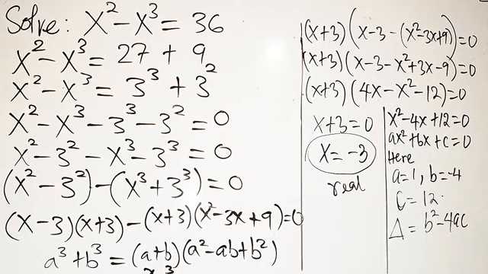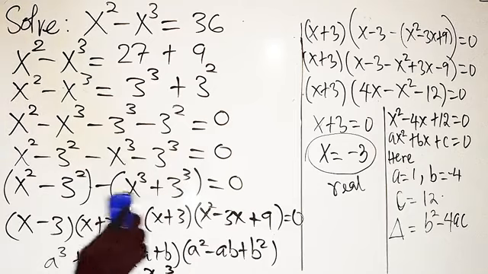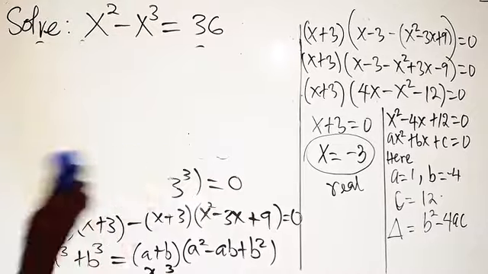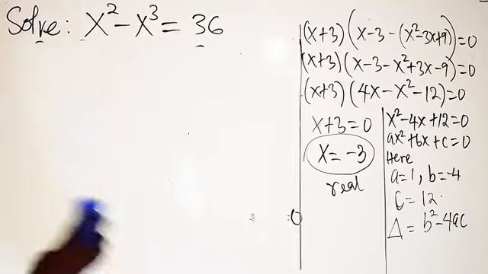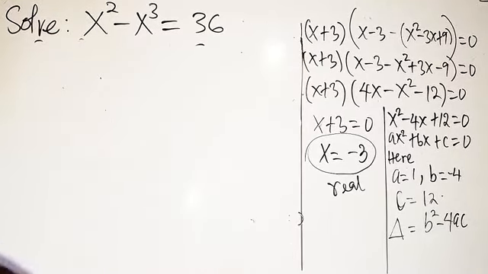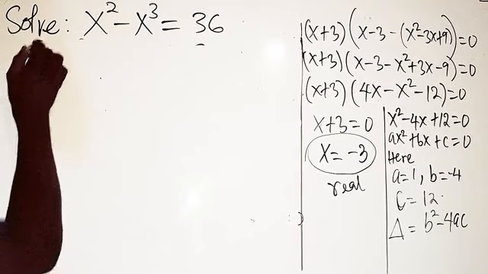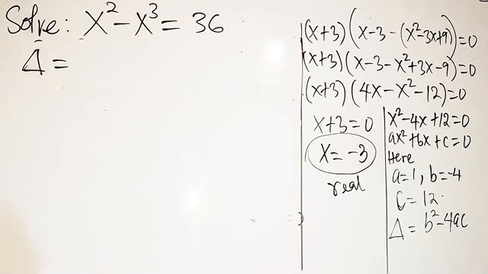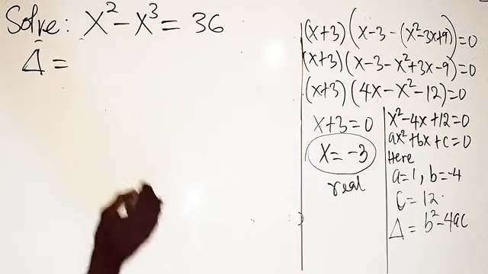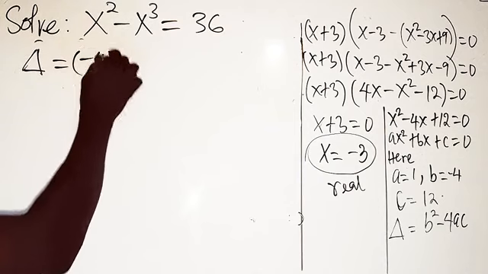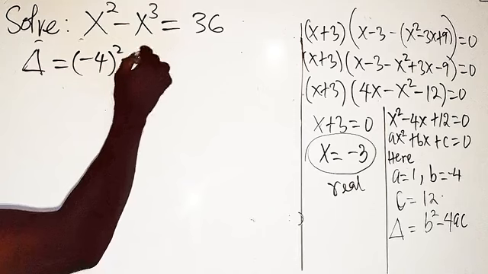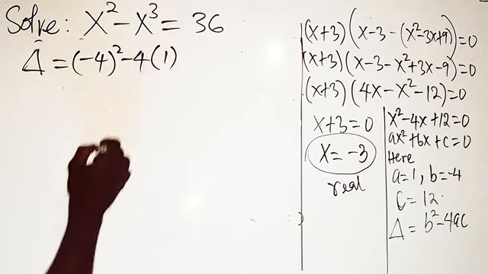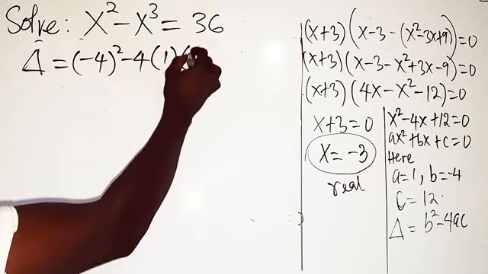Okay, so now from there, permit me to clean this place. So now, what are we going to do? We have our discriminant to be equal to, b is minus 4, so minus 4 all squared, then minus 4 times my a. My a is 1. Then I have my c to be 12.